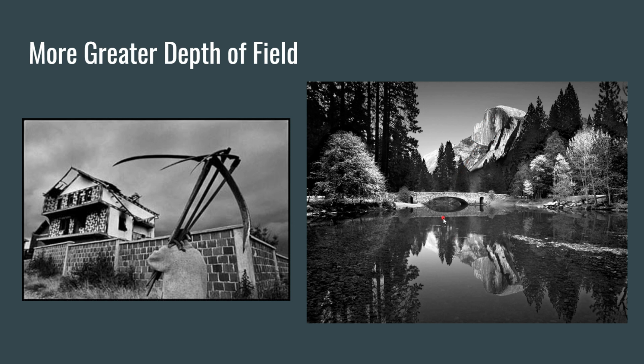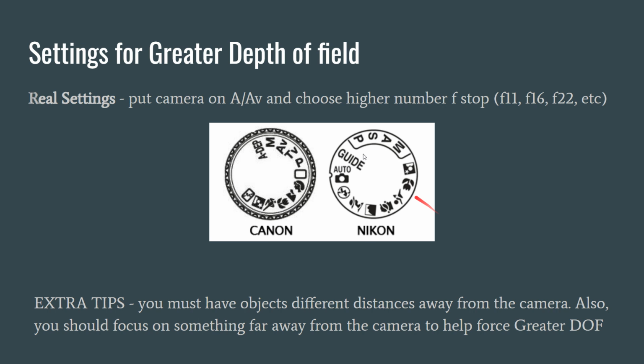Again, this is a simplification because you can be somewhere in the middle, but we're just talking about the extremes here. So if you're using a camera, put it on A or AV because you're telling your camera, hey, I want to work with aperture right now. So put it on A or AV, but this time choose a higher f-stop. You'll use your little dial or your little buttons to choose something more like f11, f16, f22, to get greater depth of field.